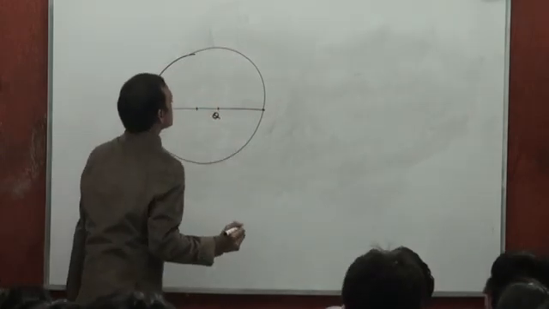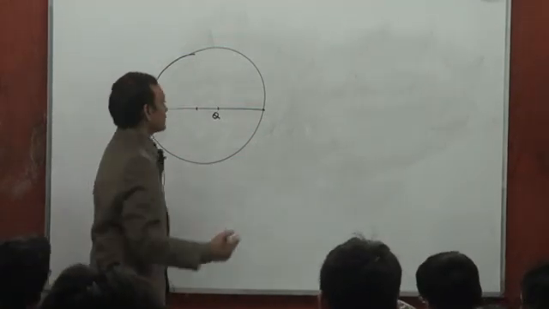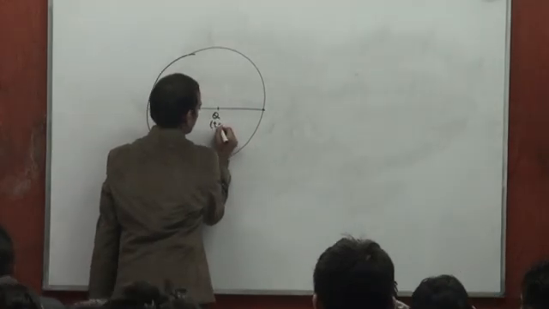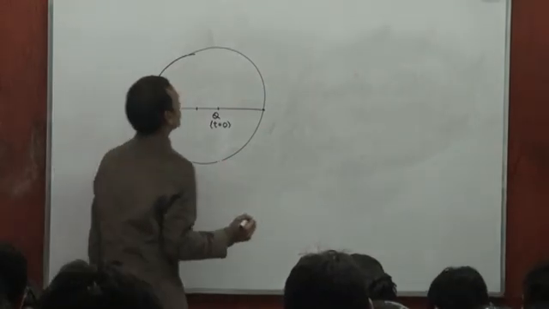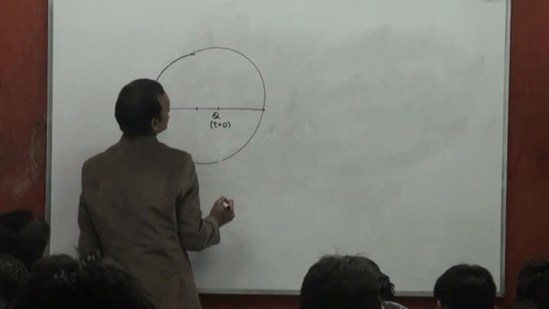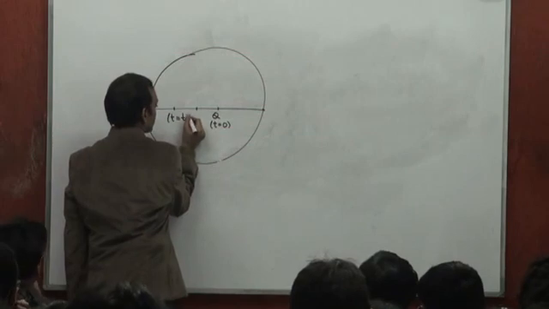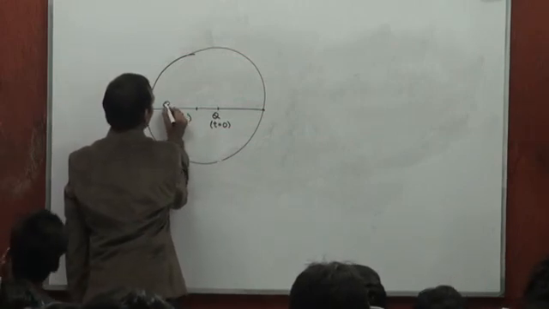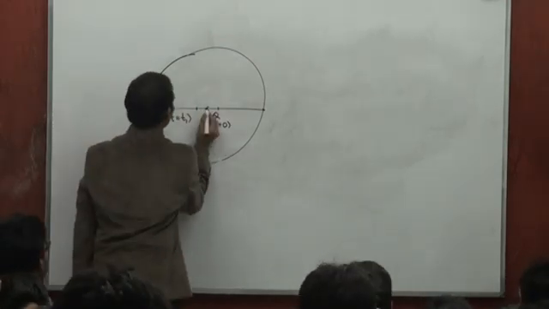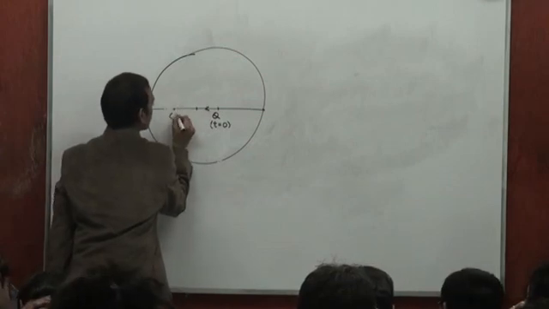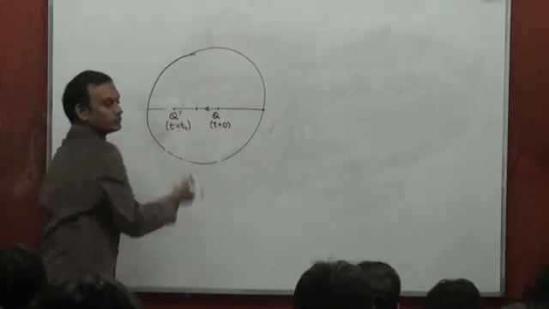Say at a certain instant of time, Q was executing simple harmonic motion and was found here at t equal to 0. Right? And at t equal to t1, Q arrived at Q prime. Q arrived at Q prime, heading leftwards. At t equal to t1, Q arrived here.